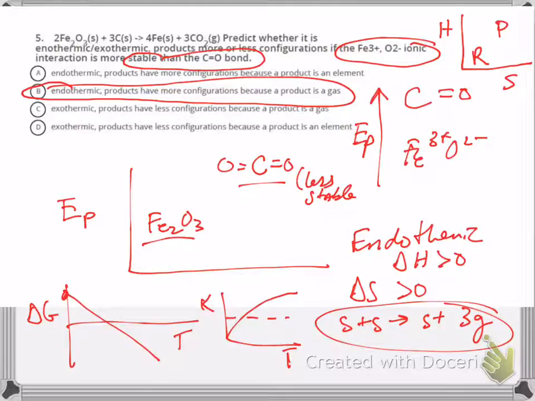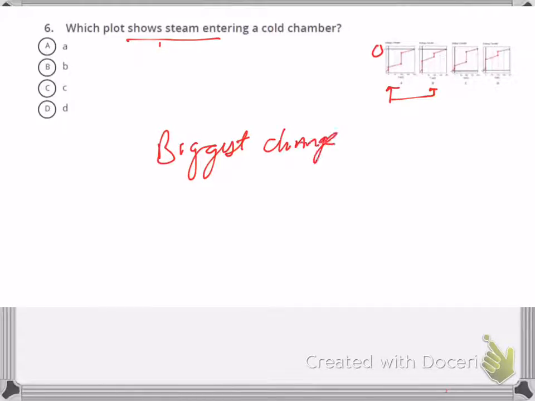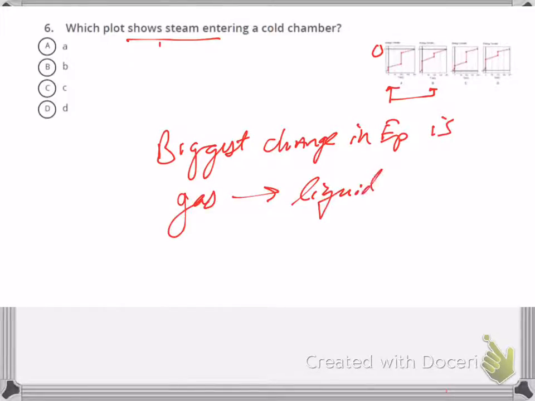Okay. So it's really important to make sure you can evaluate potential energy based on information given, and then assign the trends with temperature. Okay, so which plot shows steam entering a cold chamber and converting to ice? So this is about potential energy changes. The biggest change in potential energy occurs going from gas to liquid.